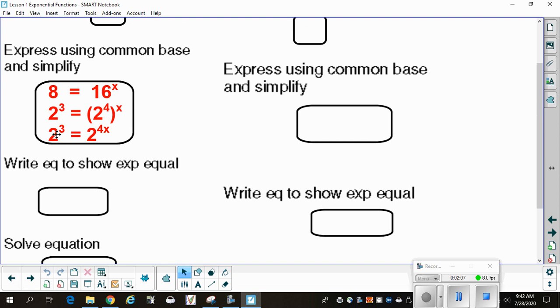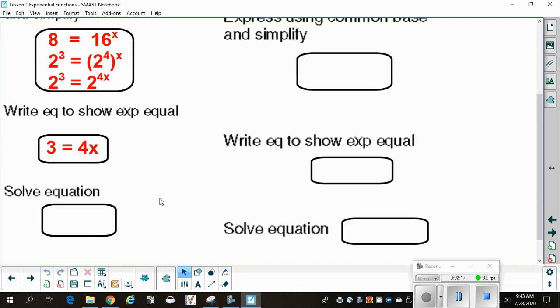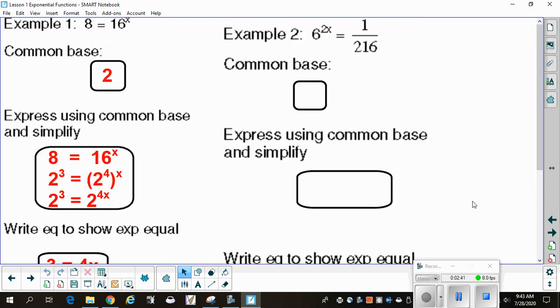Now, since I have 2 cubed is equal to 2 to the 4x, that means if the bases are the same, the exponents must be the same. So now I can write it as 3 equals 4x and simply divide both sides by 4 and get 3/4 is equal to x. I've solved an equation that if I'd given it to you and just told you to solve it, most of you would have sat there and just looked at it, been very perplexed, and not had any idea where to go or how to go about it. Now that you've seen how to do it, it's actually fairly simple. Let's move on and try the second example.